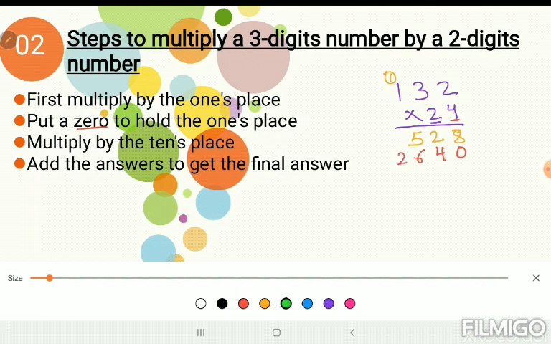Now the next step says add the answers to get the final answer. These are the 2 answers which I got, and I have to add them. So 8 plus 0 is 8, 4 plus 2 is 6, and 6 plus 5 is 11. And 1 will go up here. So 2 plus 1 is 3. This is your final answer. Your answer is 3160.